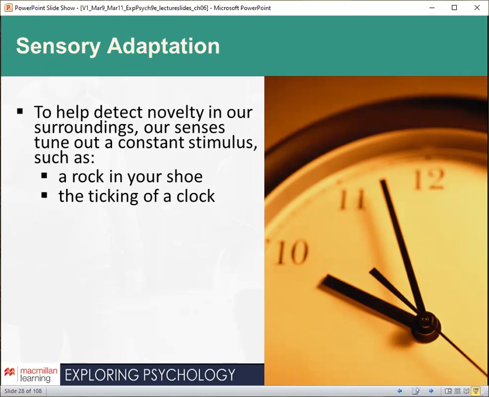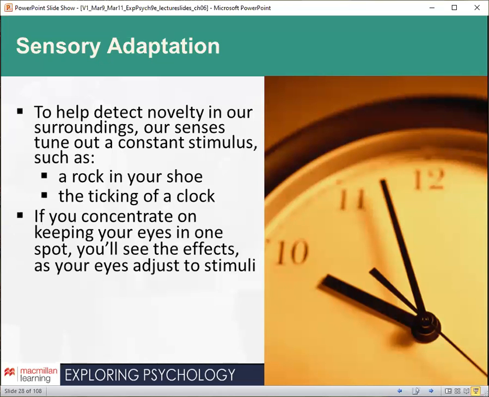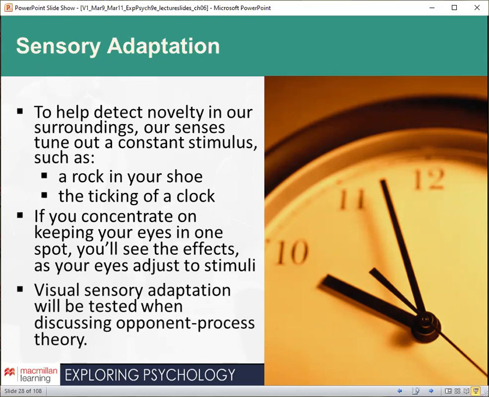We can get used to it. We adapt to it. So the rock in the shoe, no longer a big problem. It was for a while, now it's gone. The ticking clock that was annoying you, it's gone now. You've adapted to it, all right? So if you concentrate on keeping your eyes in one spot, you'll see the effects as your eyes start to adjust to stimuli. Visual sensory adaptation will be tested when we discuss the opponent process theory a little bit later, in a few slides from now.